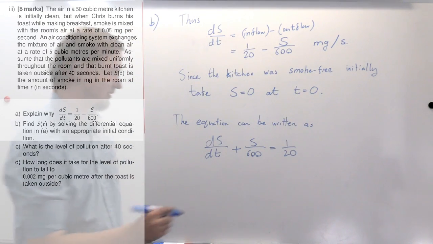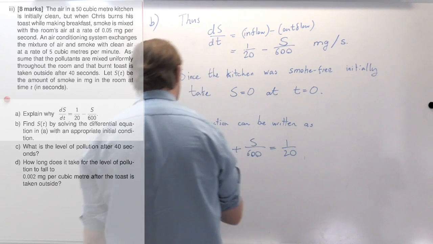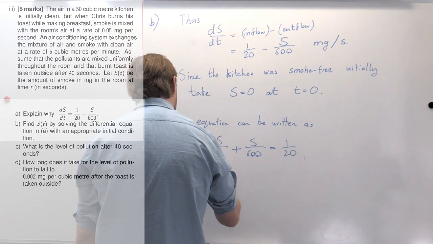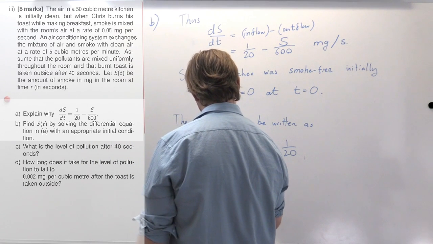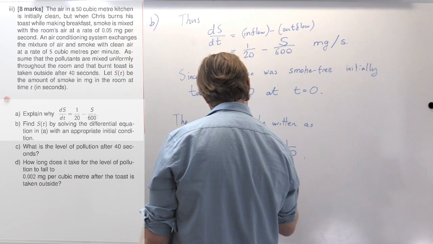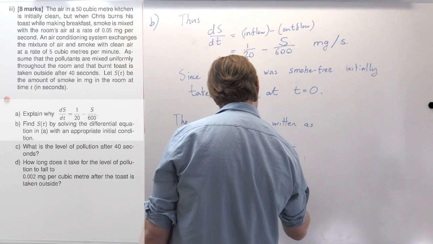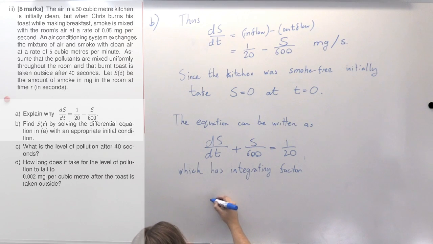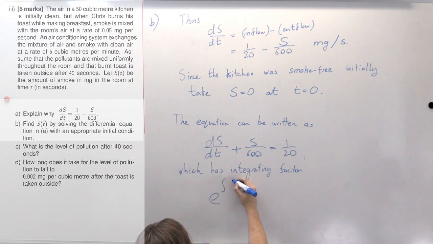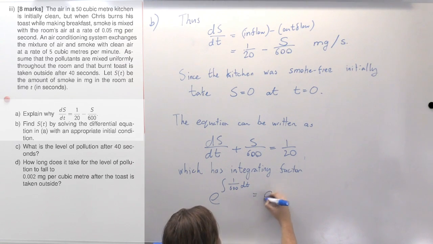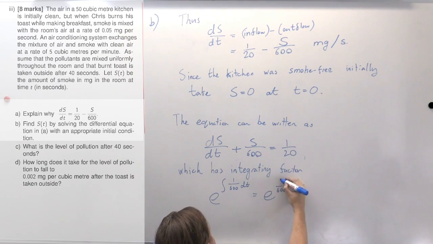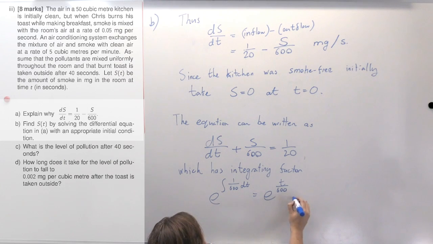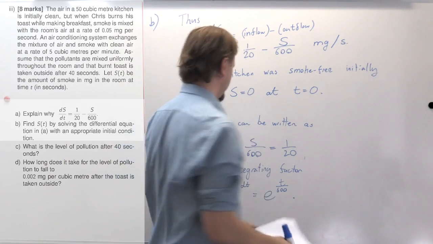And this is a simple equation which we should already know how to solve. So let's just say how we solve it. So this has integrating factor e to the integral of 1 over 600 dt, which is just e to the 1 over 600 t, or maybe I'll write it this way, e to the t over 600. Right.